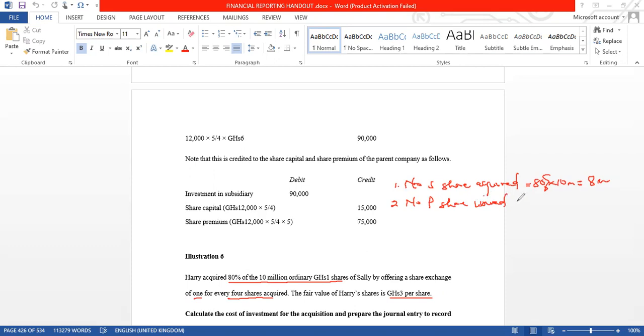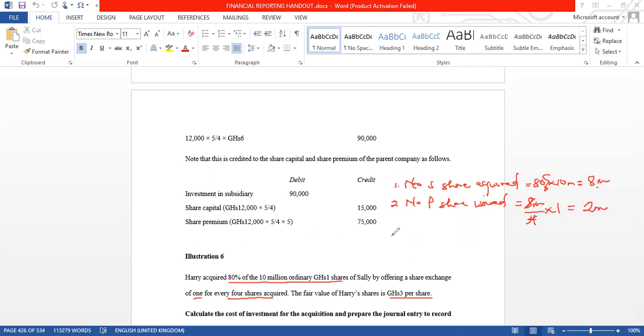How many shares were issued? There was a share for share exchange over here. They are telling us that for every 4 acquired, we have 1 in addition. So 8 million we bought. So for every 4 acquired in this 8 million, they are having 1 in addition. That means that we issued our own shares, 2 million.